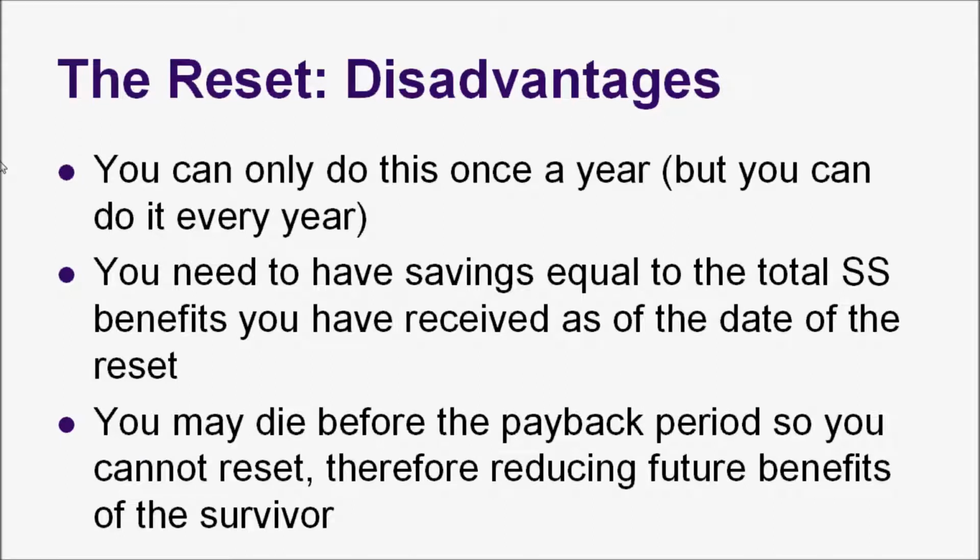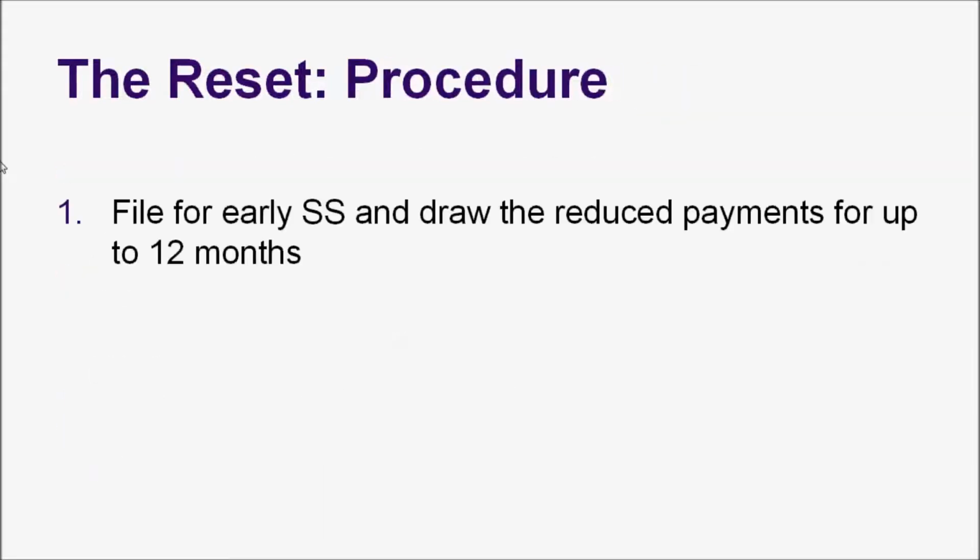Okay, what is the disadvantage? You can only do this once a year, but you can do it every year. And you need to have savings equal to the total Social Security benefits you have received. So those are the two major drawbacks, that you can only do it once a year, which is no big issue. But the biggest thing is that you have to return all the money.